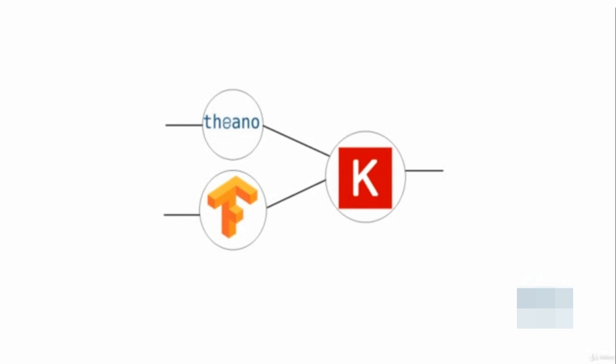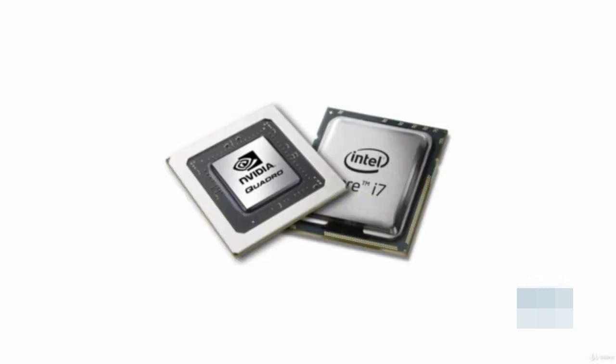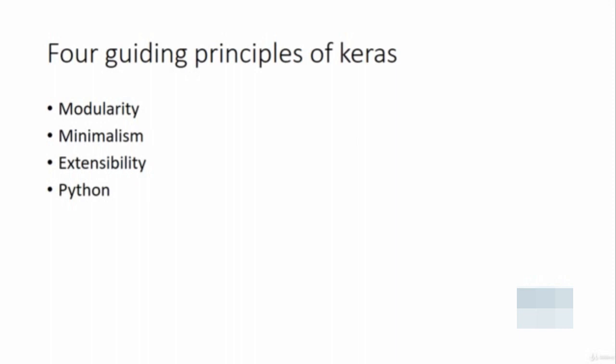Keras is a minimalist Python library for deep learning that can run on top of Theano or TensorFlow. It was developed to make implementing deep learning models as fast and easy as possible for research and development. It runs on Python 2 and 3 and can seamlessly execute on GPUs and CPUs. It is released under the permissive MIT license. Keras was developed and maintained by a Google engineer using 4 guiding principles.